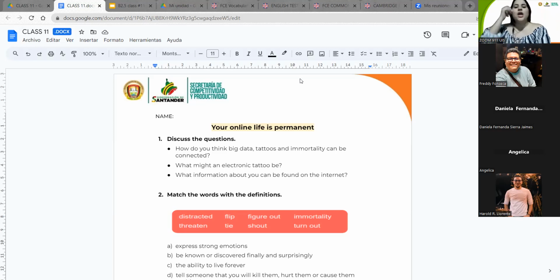Alrighty. Very good. So, what information about you can be found on the internet? Your full name, your phone number, maybe your age, your address. Academic information, teacher. Information about your academic studies. Yes, your academic information can be found on the internet. Maybe if you have published a book or something, that information can be found online. What else?